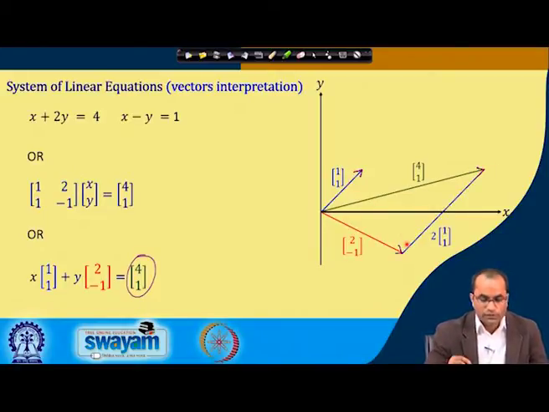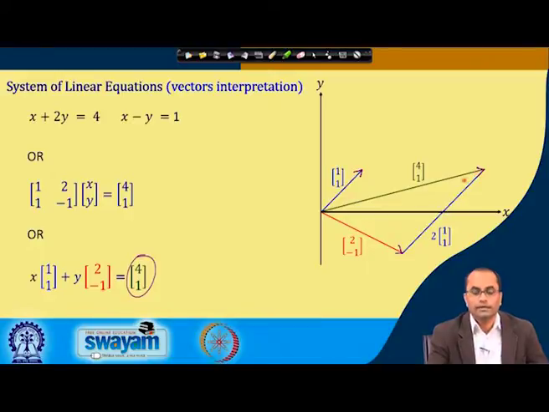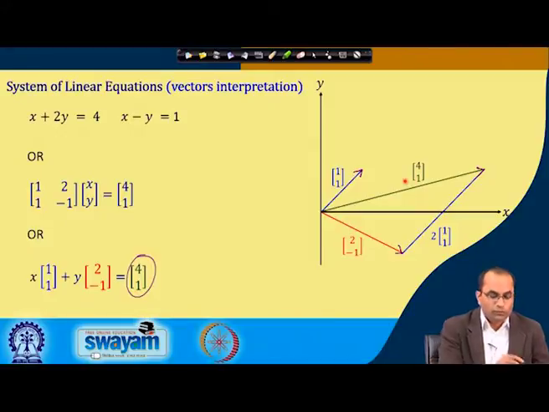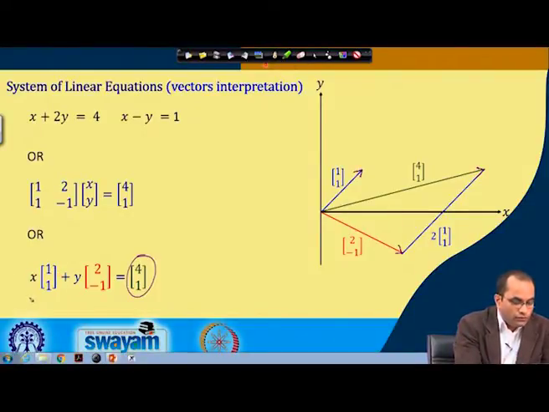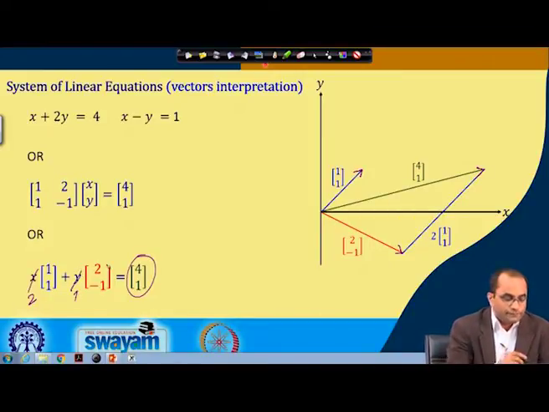So, if we do so, that means we are adding to this 2 minus 1 vector two times the 1 1 vector. This length is doubled: two times this vector means the direction will be the same and the length is just doubled. So, here we have this 2 times 1 1, and then we exactly get this vector which was 4 and 1. So, what do we see in terms of the vectors: 2 times this 1 1 and 1 time this 2 minus 1 will give precisely the right hand side vector.